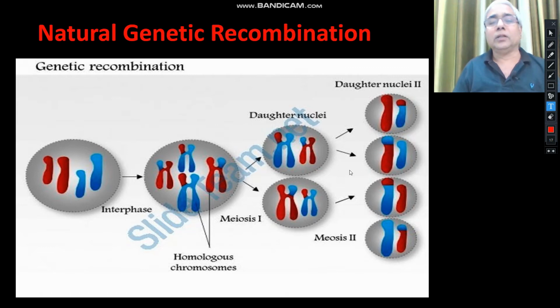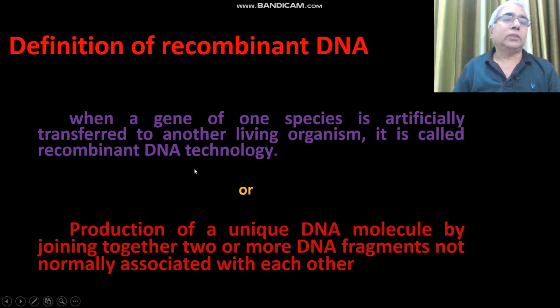Now we will come to recombinant DNA technology. As far as the definition is concerned, recombinant DNA technology can be defined as when a gene of one species is artificially transferred to another living organism. Or it can also be defined as the production of a unique DNA molecule by joining together two or more DNA fragments not normally associated with each other.